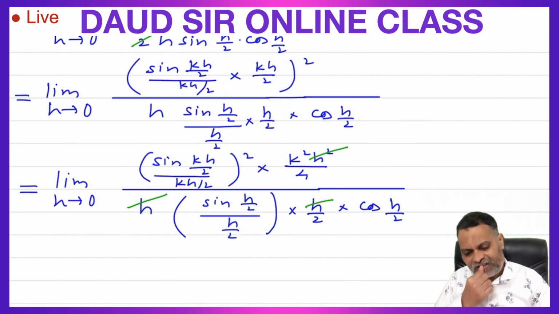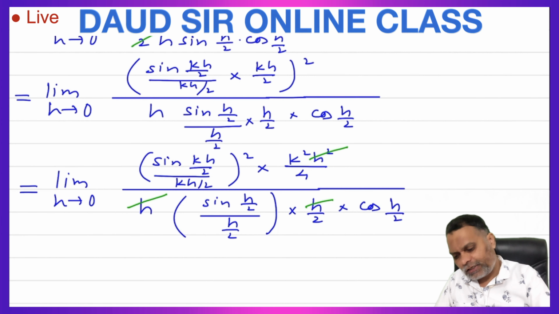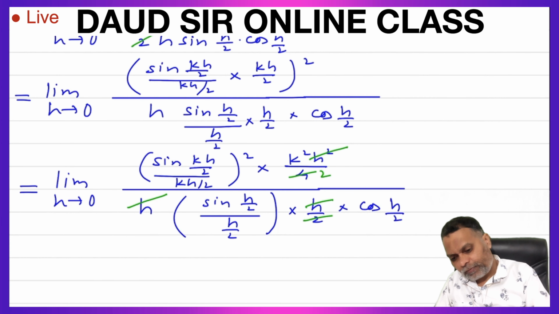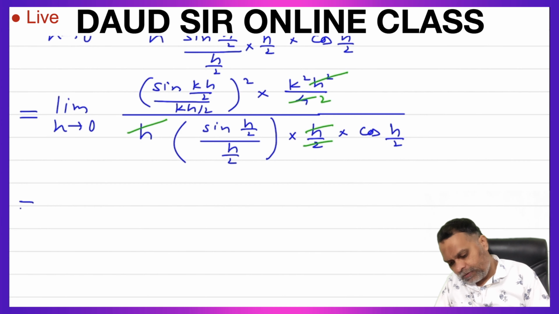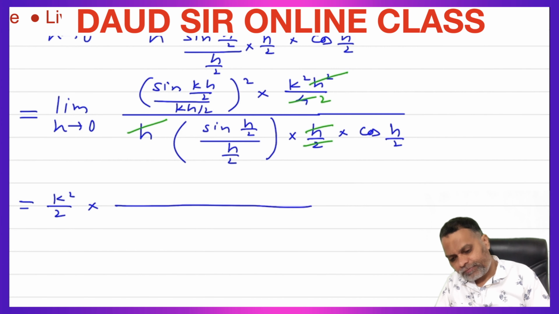So this 2 will shift in numerator and this 4 in denominator. So we can cancel this 4 by 2. 2 2s are 4. Now this is 1 upon 2. Write this k square upon 2, k square upon 2 outside the limit, into take separate limits in numerator and denominator.